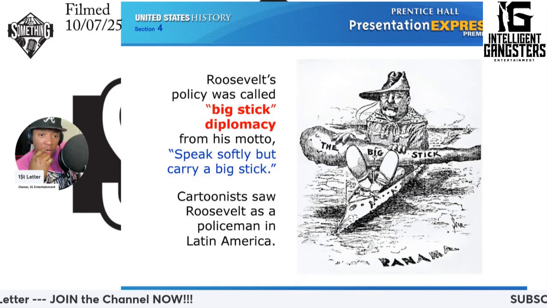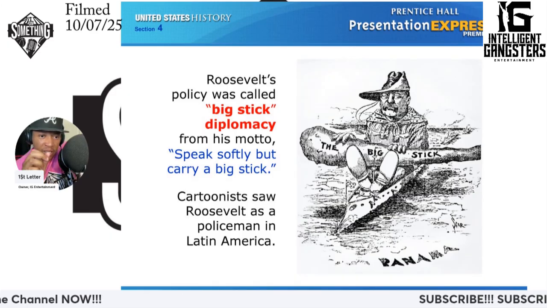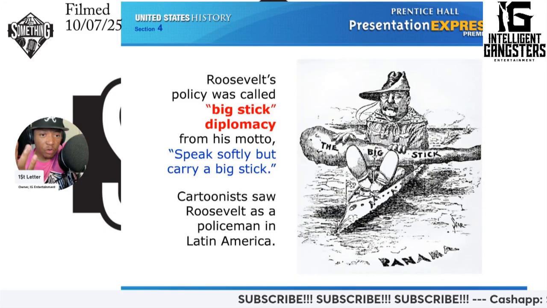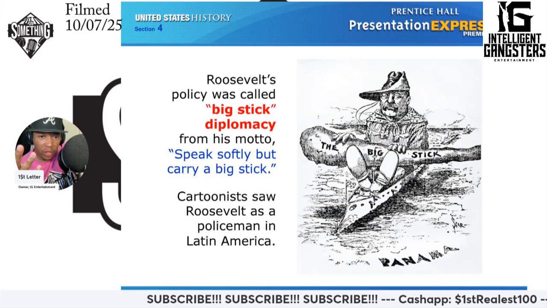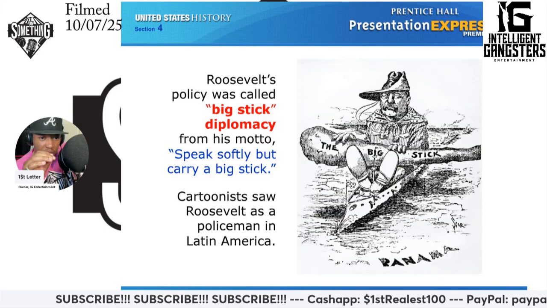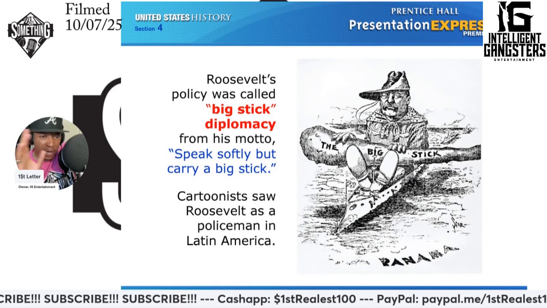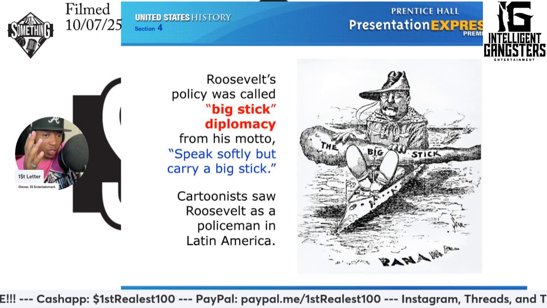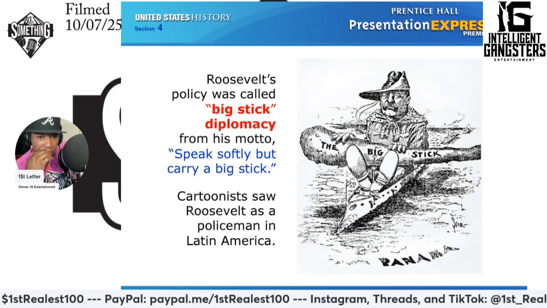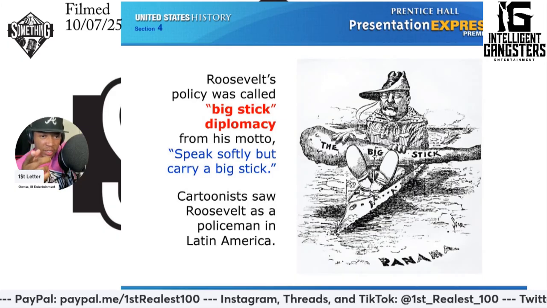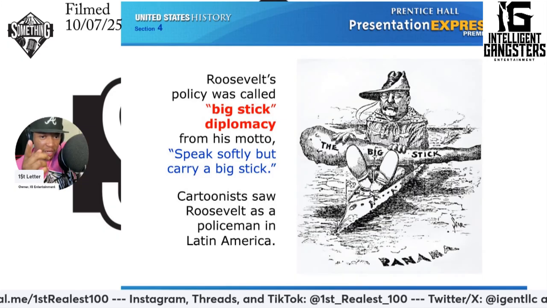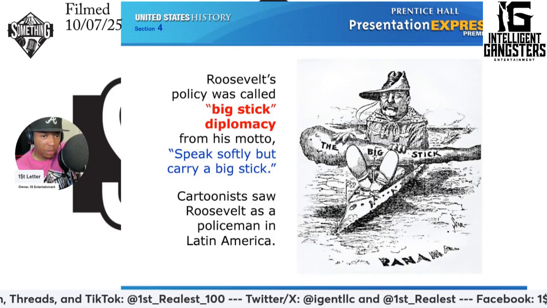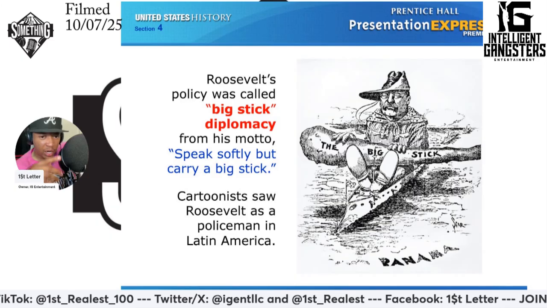The saying is saying, don't do all that talking, but be ready to whoop some ass if you need to. You don't have to do all that talking, and if you do talk, you don't have to be loud or boisterous. But if you need to whoop some ass, you need to be ready to. In his case, that big stick is going to represent the military. And we talked previously about how he was building up the military. We talked about the Great White Fleet and all that.